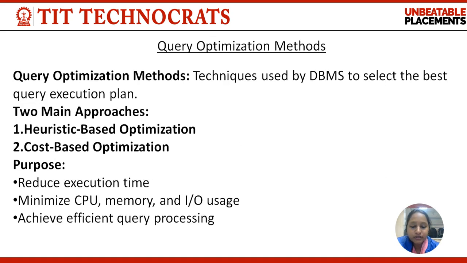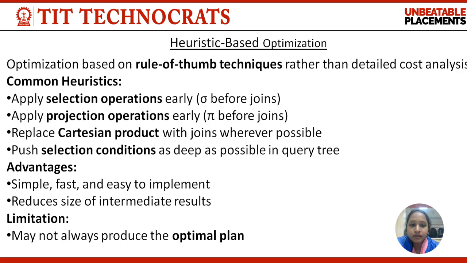Next is query optimization methods. There are two approaches. First is heuristic based optimization, which uses rule of thumb techniques, and second is cost based optimization, which evaluates the cost of multiple plans and selects the best one. In heuristic based optimization, selections and projections are pushed down early, joins are reordered, and Cartesian products are avoided. It is simple and fast, but may not always give the best plan.